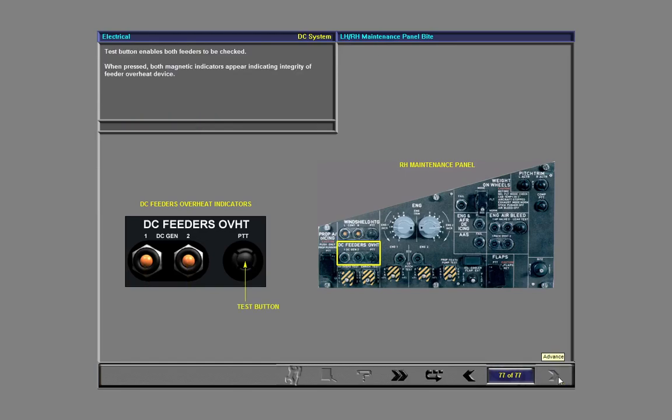The test button enables both feeders to be checked. When it is depressed, both magnetic indicators appear, indicating the integrity of the feeder overheat device.